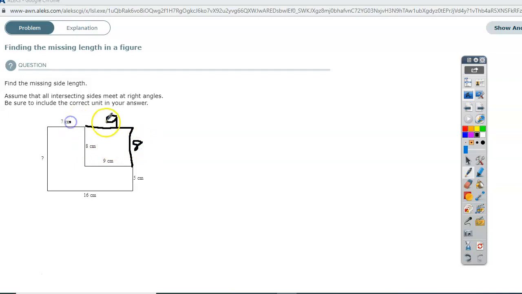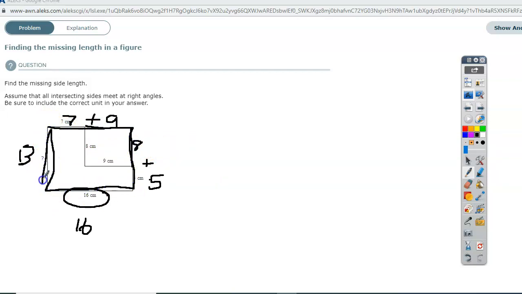All right, so how much is 9 plus 7? 16. Well then, how much is 5 right here plus this 8? 13. Oh, 13, sorry. So that means this missing side right here has to be 13. When you turn it into one big rectangle, the sides have to match. Whatever these two are adding up to, this has to be.